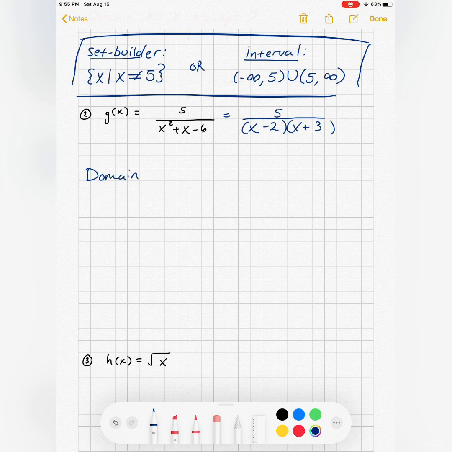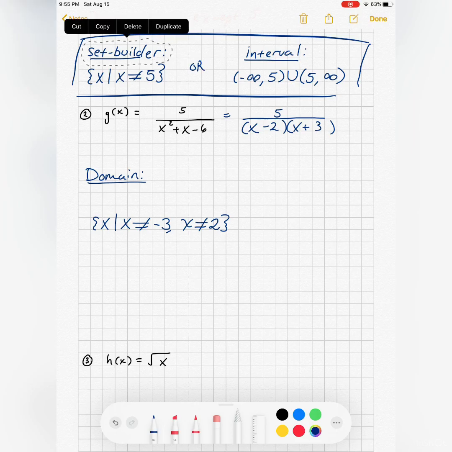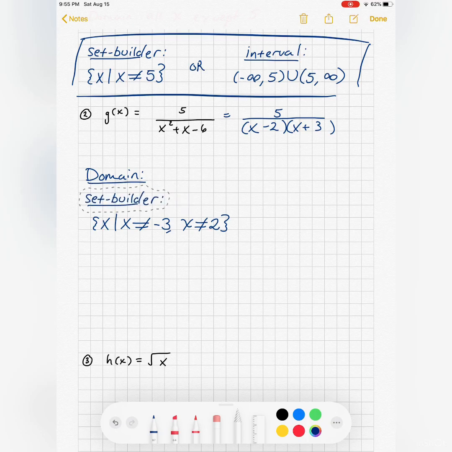So the domain, all the allowed values, are going to be all the x's where x does not equal negative 3 and x does not equal 2. Okay, that's the set builder notation. Let me write the interval notation.